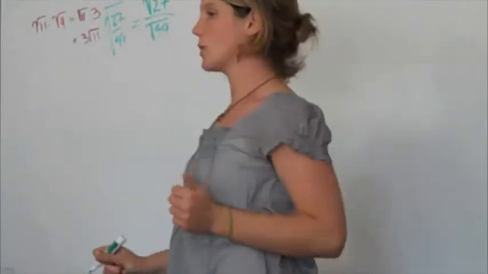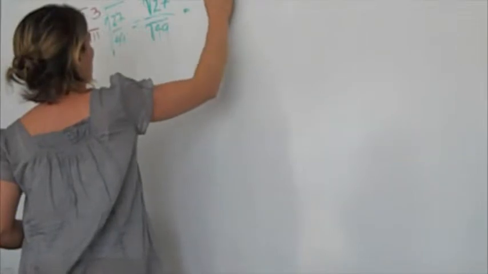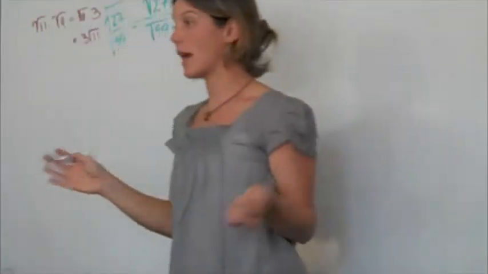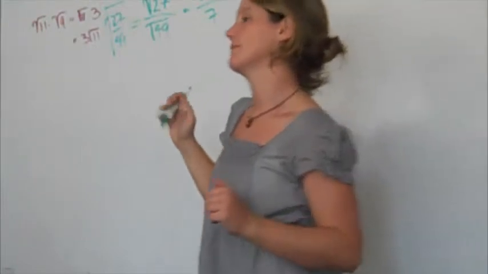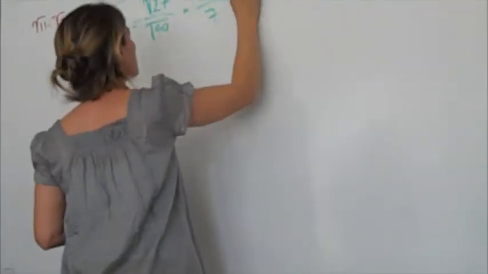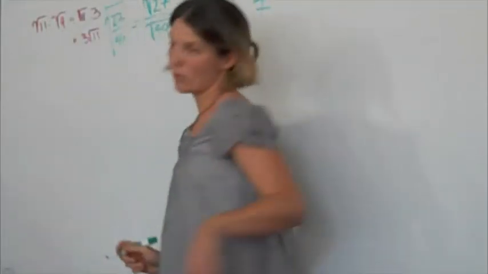Do I have any perfect squares, Jason? I can simplify that one. Awesome. Kyle, do I have any other perfect squares that are factors of 27? 9 and 3. So this one becomes the square root of 9 times the square root of 3 over 7.